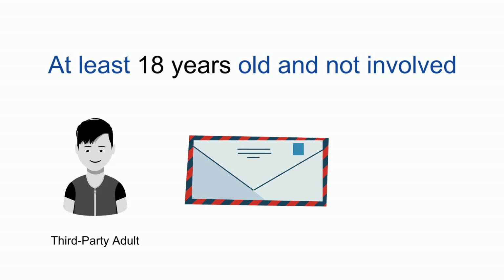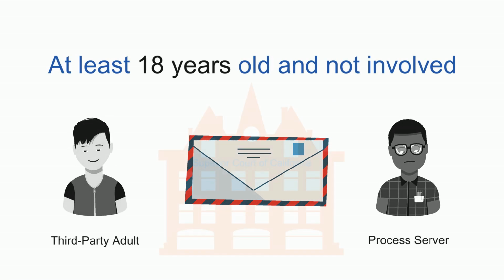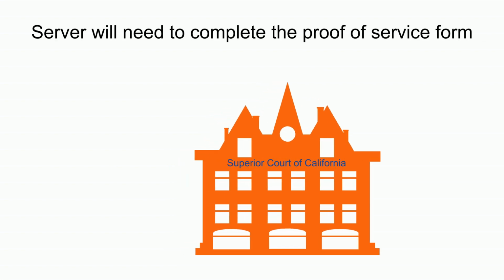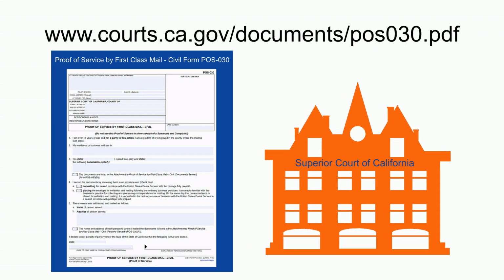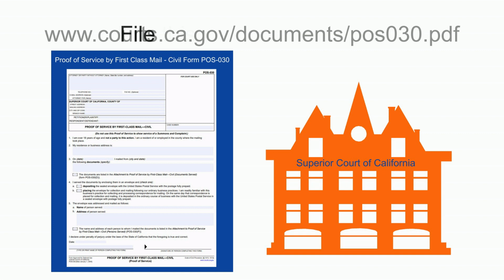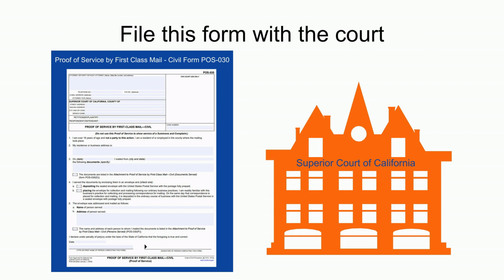Next steps. A copy of the answer will need to be served by mail to the plaintiff or plaintiff's attorney by someone over the age of 18 and not a party to the case. The server will then need to complete the proof of service form POS 030. You will need to file this form with the court.